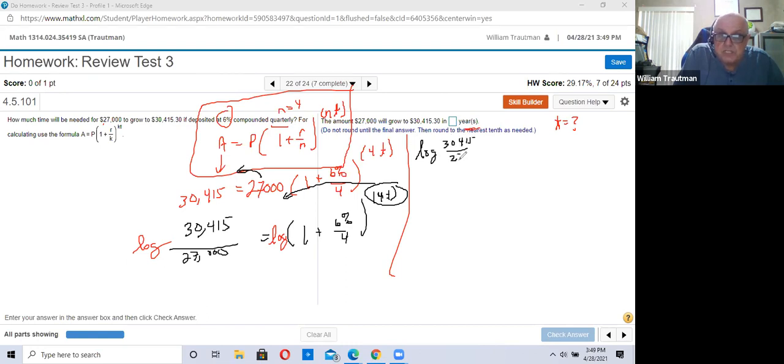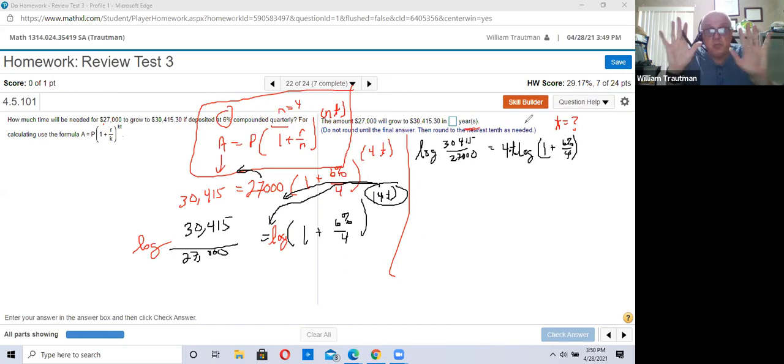3415 over 27,000 equals the log of 1 plus 6% over 4. And remember this 4t, when you change it to a log, that 4t comes down in front. 4 times t. 4t.